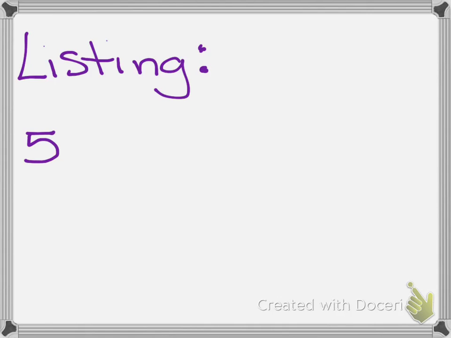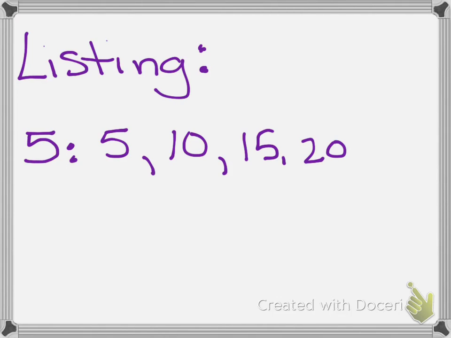So if I'm listing multiples for 5, I start with 5 times 1 is 5, and in my head 5 times 2 is 10. Now technically, what I tell the kids is that this is just skip counting, but knowing that it's timesing by 1, timesing by 2, timesing by 3, timesing by 4, and so on. And again, multiples go on and on forever.